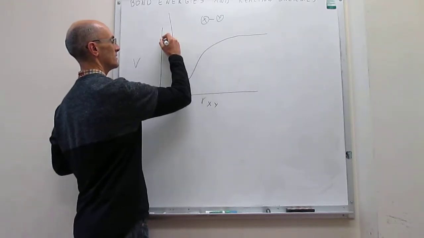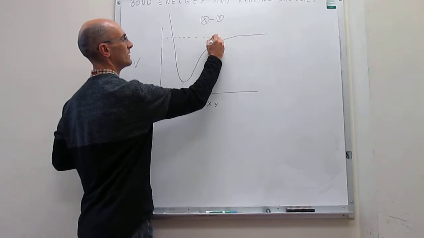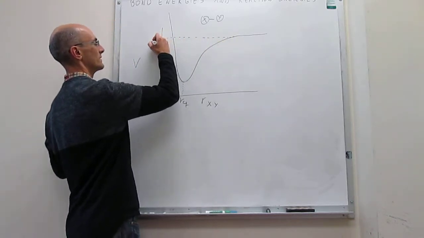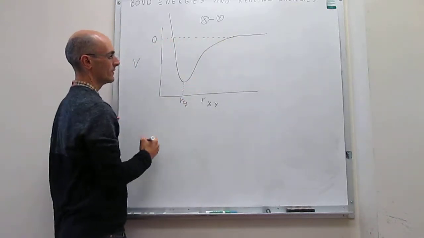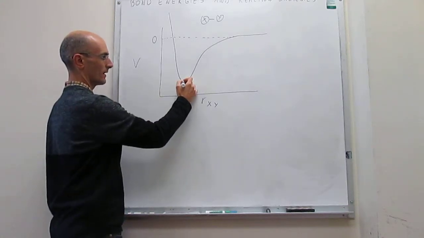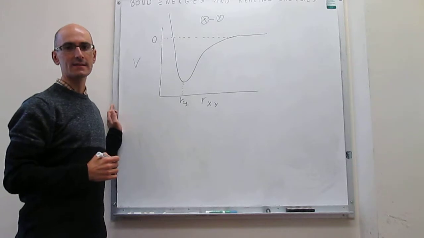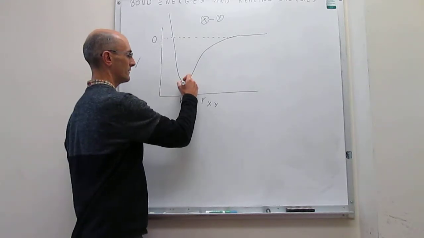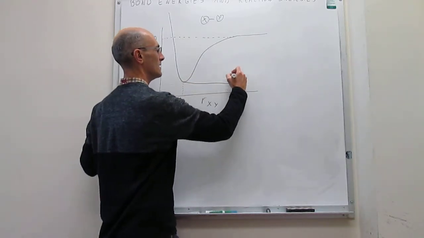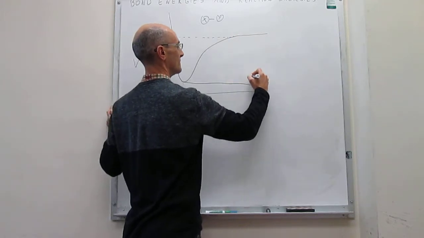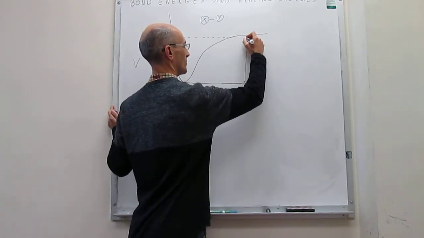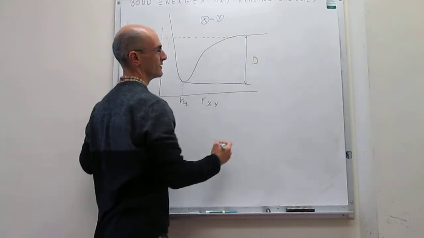Again, notice that if you're infinitely separated, your energy, we will call that 0. And then down here, that is where the molecule is most likely to be, at least in a classical sense, and therefore the difference in energy between these 2 points is what we call the bond energy. We're going to call it D, the bond energy.